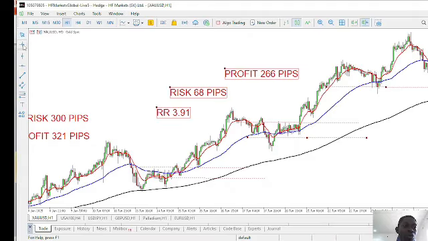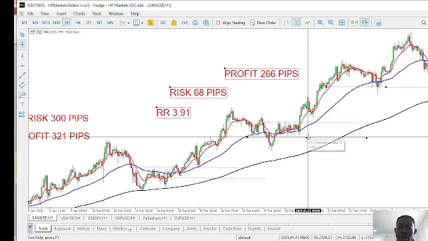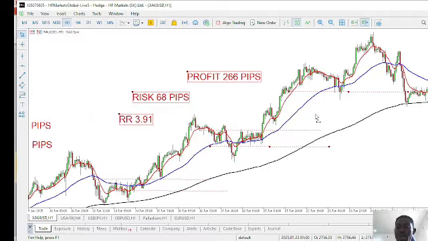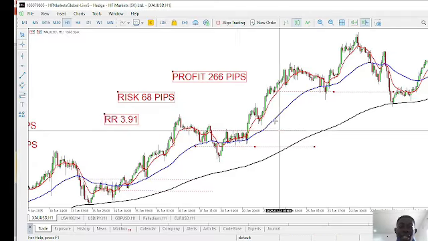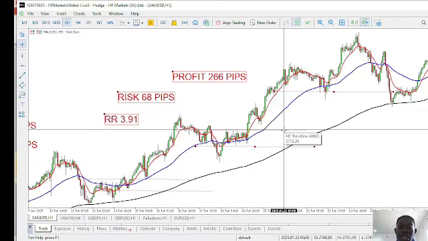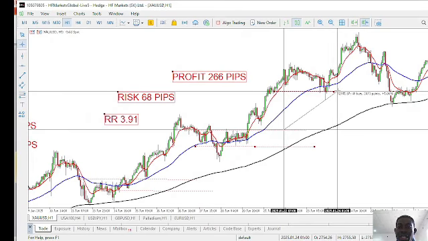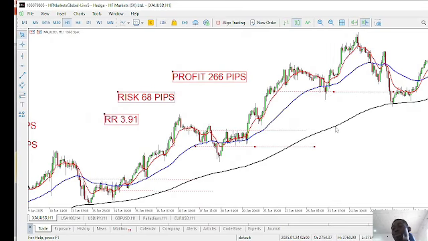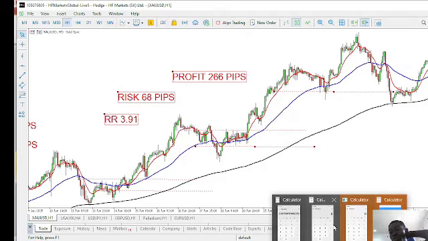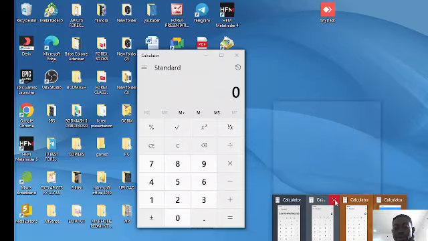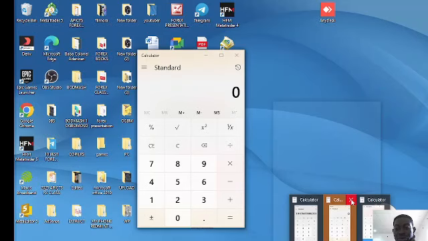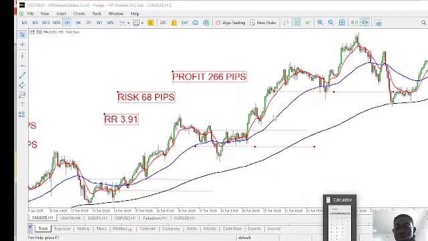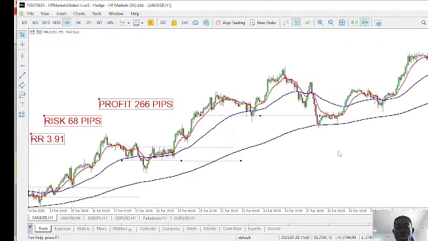And on that one too, how many pips am I risking? I'm risking 122 pips. And then to gain 288 pips. That's more than double. And then you can see the risk to reward ratio in there.